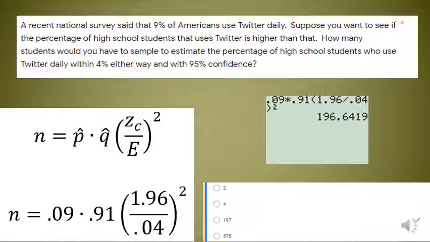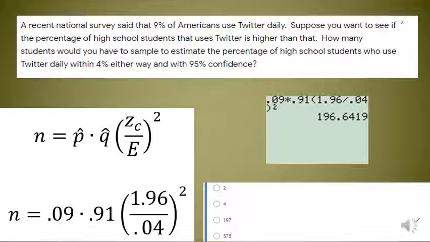The other two problems on that first quiz both dealt with percentages. And the formula for percent says p hat times q hat times the quantity zc over e, squared. Now, a couple of things with this. The p hat is basically the percent that's given in the problem. 9% of Americans use Twitter every day is what that is. The q hat is just the opposite of that. If 9% do use Twitter daily, then 91% don't. And so you just always have opposites that add up to 100 in those.